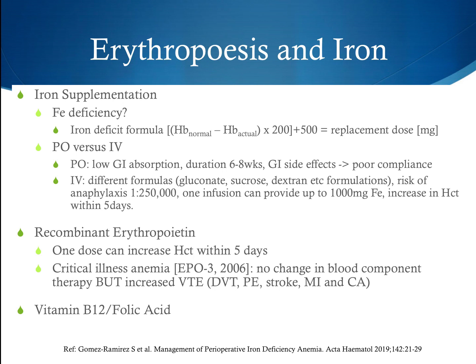And what they found was, although the hematocrit increases within 1 week, there was no change in blood component therapy, and a very small decrease in morbidity and mortality in those patients receiving erythropoietin. However, there was a significant increase in venothrombotic events. It includes DVT, PEs, strokes, myocardial infarction, and cardiac arrests. So this has caused a lot of hesitation in providers to use recombinant erythropoietin ad lib because of the significant thrombotic events associated with that medication.